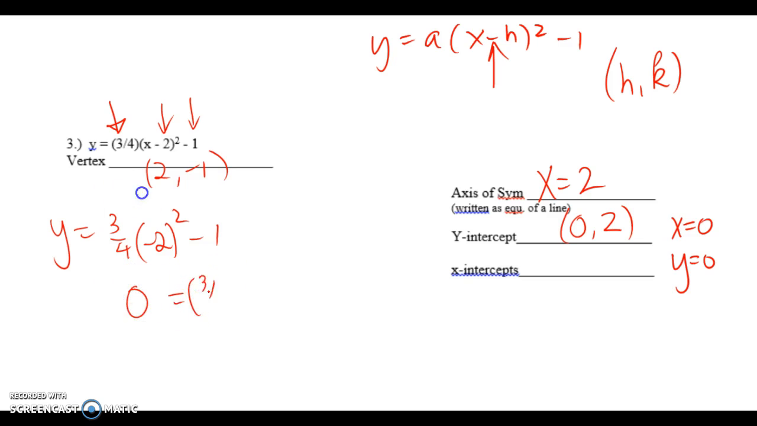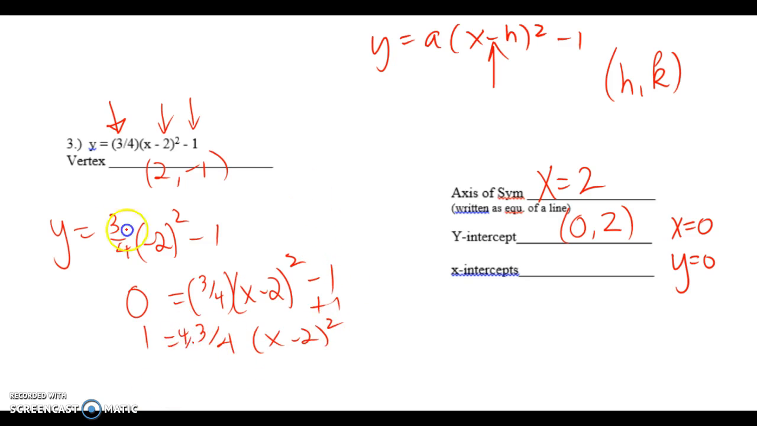So what we have to do is solve it as if it's a square root, folks. Add 1. Don't work so hard by trying to FOIL this thing. You solve it as if it's a square root. I'm going to multiply by 4/3. So this leads to 4/3 equals (x minus 2) squared.